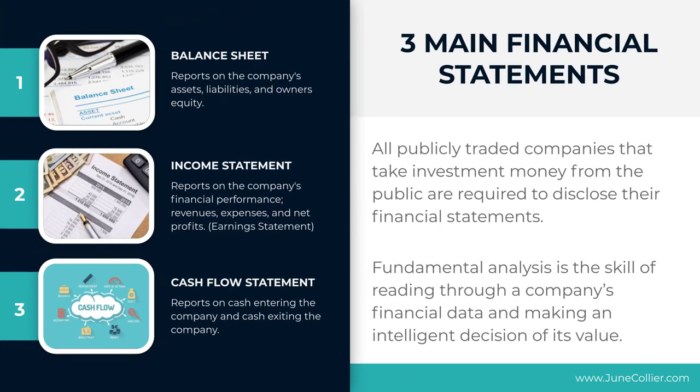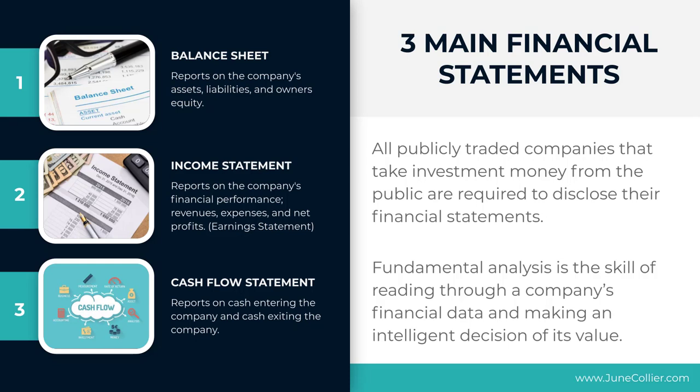Now, there are 3 main financial statements. All publicly traded companies are required to submit quarterly and annual reports to the SEC. That's the Securities and Exchange Commission. And then they detail their financial operations over the previous quarter or year. These reports are made public and are used by investors to project the likely success or failure of said company in the future.